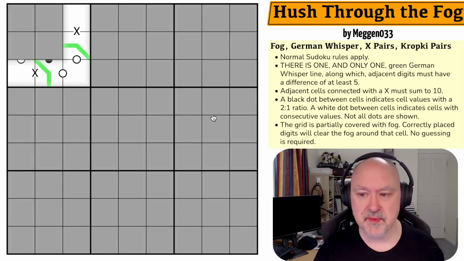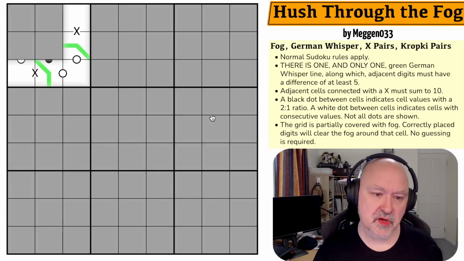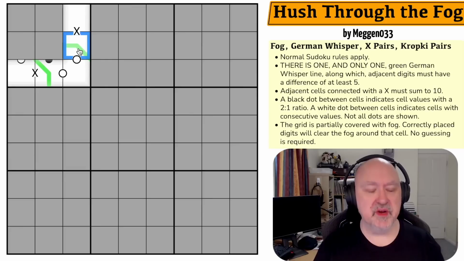I'm going to restart the puzzle to restart my timer, which I've just done. Let's give this a shot. So there's a lot going on here, isn't there? Okay, what do we know about German whisper lines?